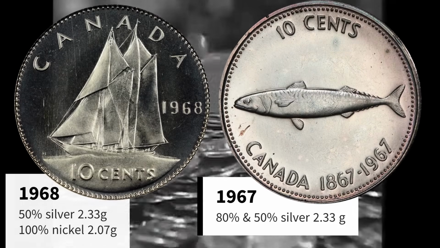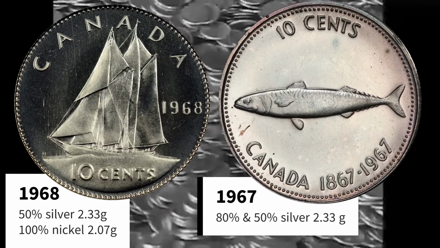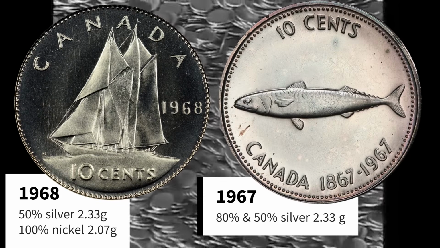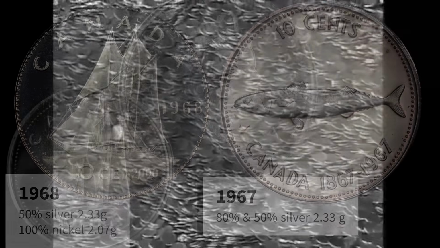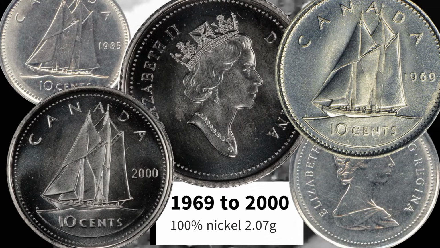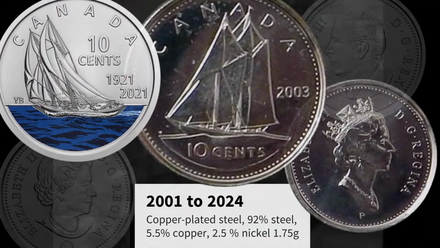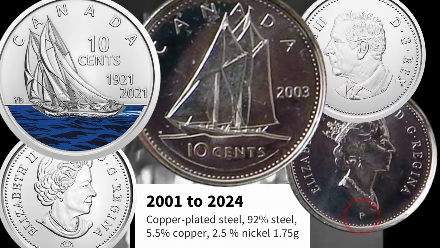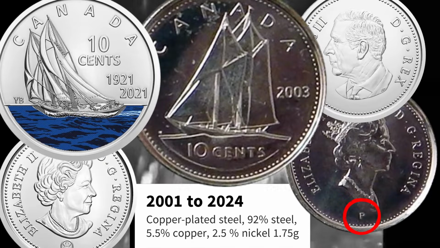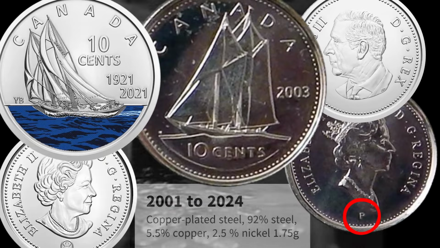This also occurred for 1968, where the mint transitioned to nickel, and both 50% silver and 100% nickel coins were minted that year. From 1969 to 2000, the composition remained 100% nickel. And in 2001, the composition switched again to copper-plated steel. The standard weight of a dime has fluctuated over time, from 2.32 grams in 1858 to 1.75 grams today.